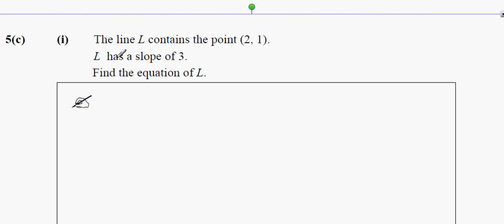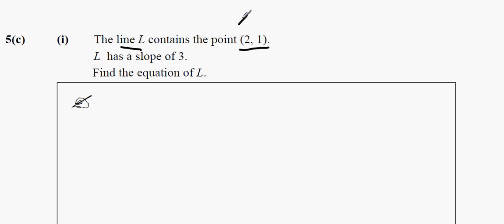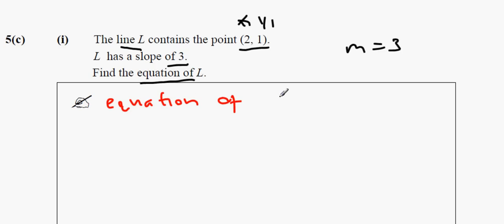Okay, next one. The line L, so remember L, capital L is a line. It has the point (2, 1), 2 being x1 and 1 being y1. It has a slope of 3, m equals 3. Find the equation of L. This once again means the equation of a line. Okay, so you need to find the equation of a line.